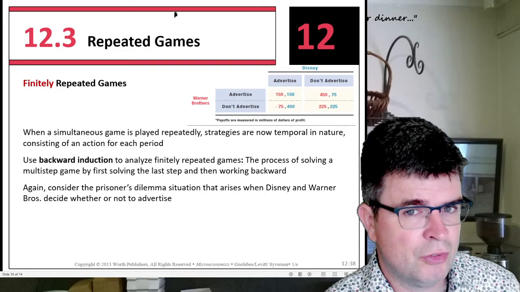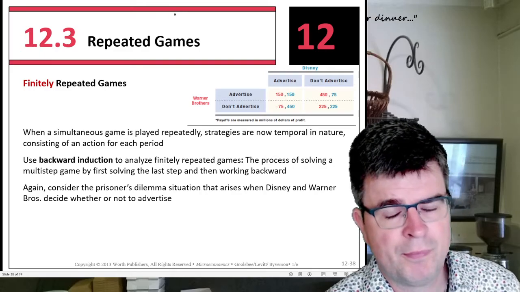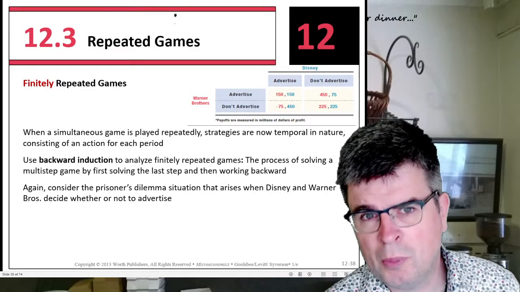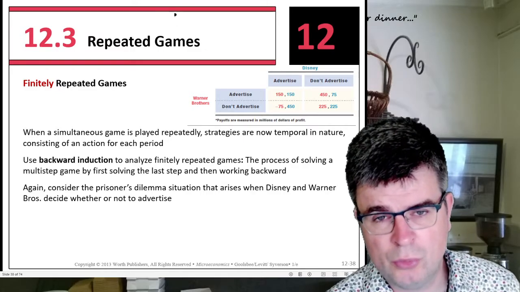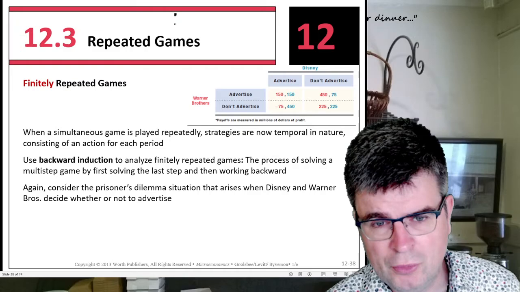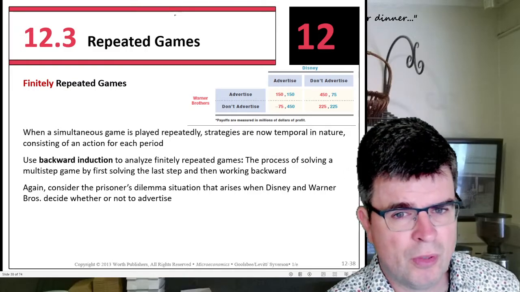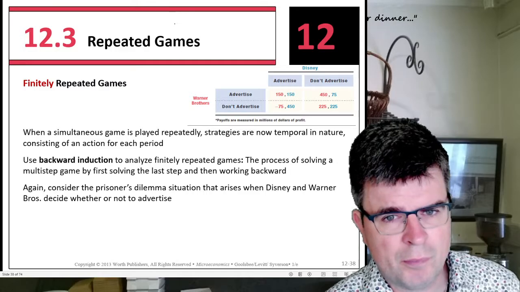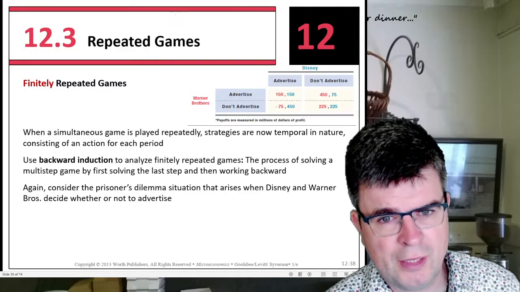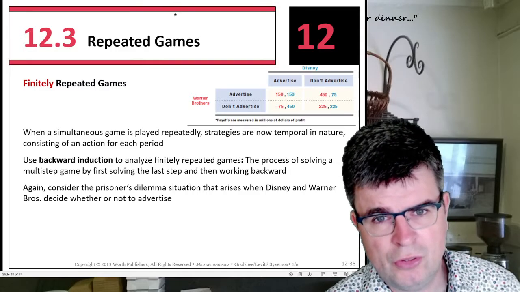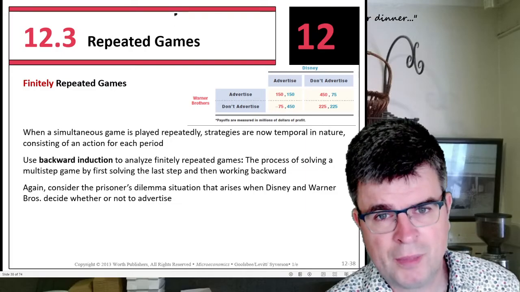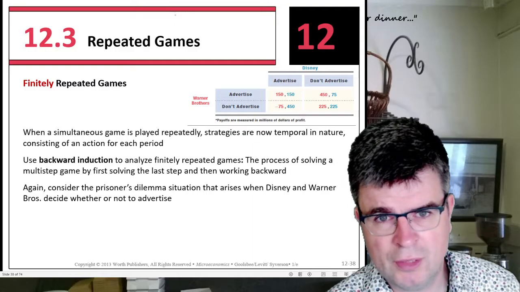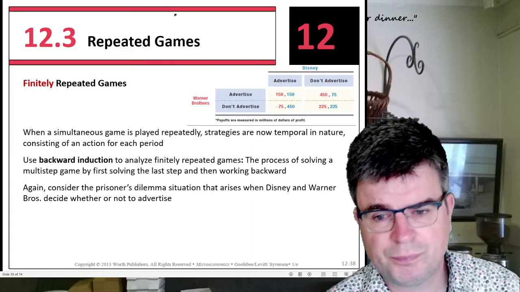And given that there's no future interaction anymore, if Disney decides not to advertise, the optimal response by Warner Brothers is not to not advertise as well, but to advertise. So in period 2, there's no way that Disney and Warner Brothers will stick to the decision not to advertise, because each of the firms will find it better to advertise given that the other firm does not.